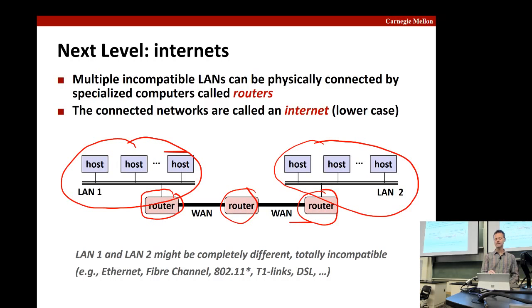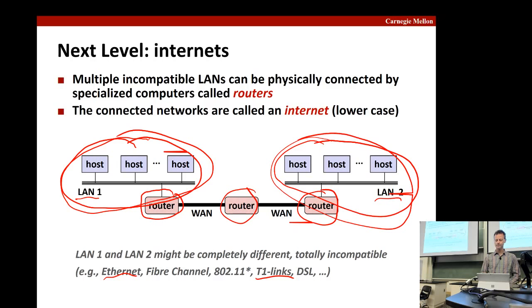And the interesting thing is that these LANs themselves can be completely different types. So one may be an Ethernet, like we said before, but one may be a T1 link, a really bulky, powerful link, and so forth. And as we'll see, it's the job of the protocol that the router is going to use to do these kinds of translations between what this LAN speaks versus what this LAN speaks. Okay.